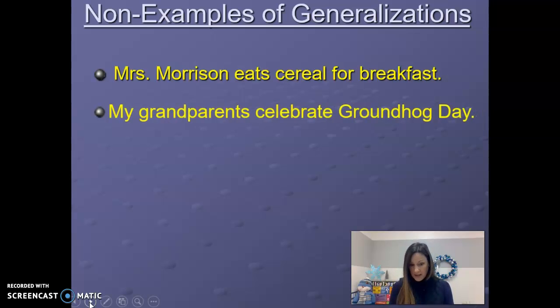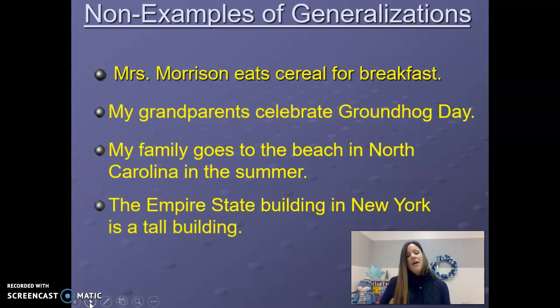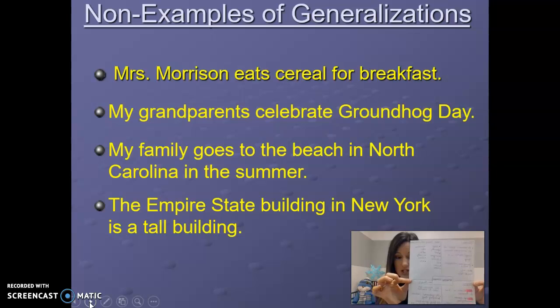That is not a generalization. It's talking about your grandparents, not about a group of people. My family goes to the beach in North Carolina in the summer. Again, not a generalization, talking about your own family, not a group of people. And finally, the Empire State Building in New York is a tall building. That is talking about one specific building, not making a generalization here. So make sure you take time and write all of these 4 sentences into the non-example box of your graphic organizer. And when it is finished, it should look something like this.